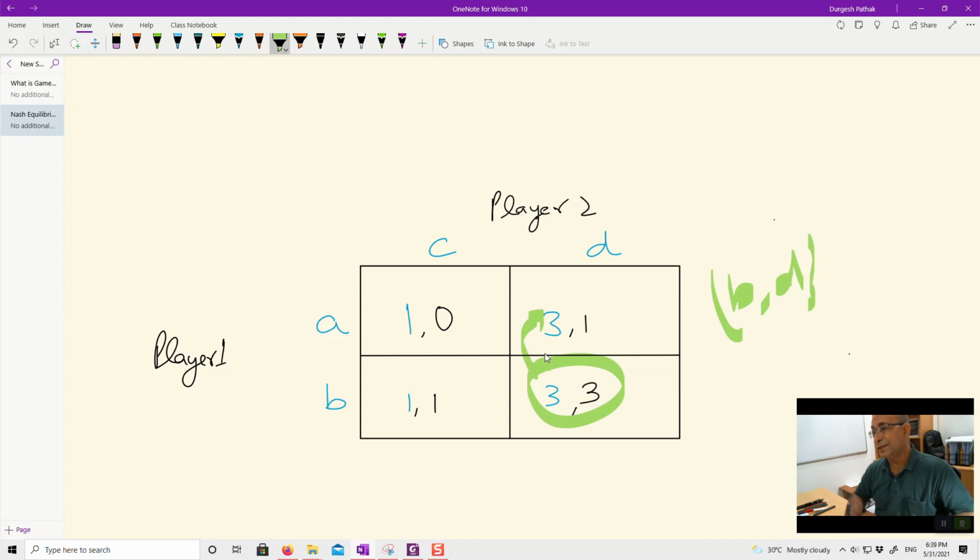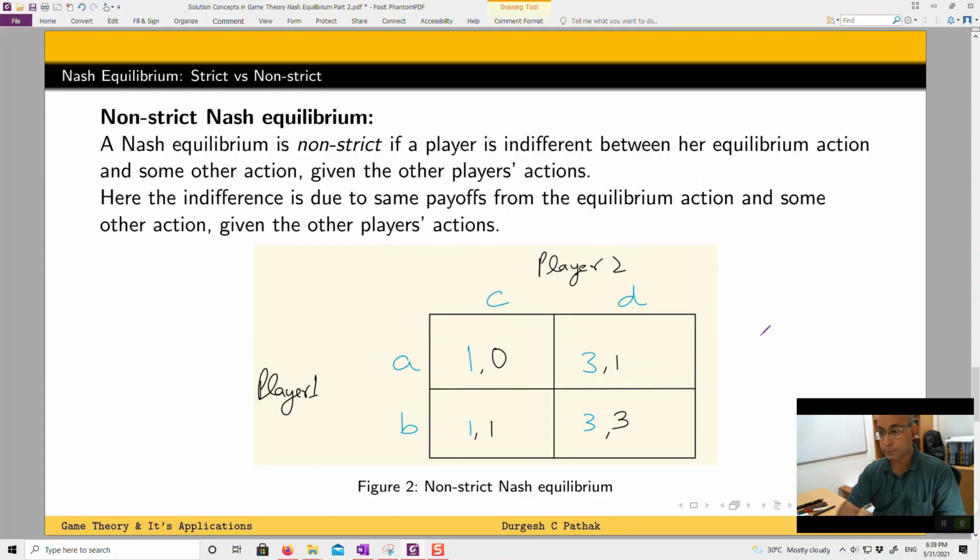We see that player 1 can actually deviate to A also. I will not say deviate, that's incorrect use actually. Player 1 gets equal payoff from playing A also. So he is indifferent between playing A or B when player 2 has played D. So this is a non-strict Nash equilibrium. I hope that now you are getting some idea about strict and non-strict Nash equilibrium.